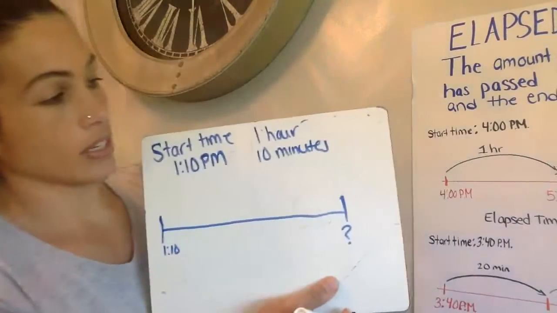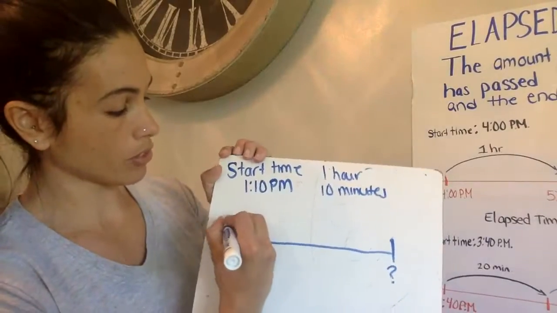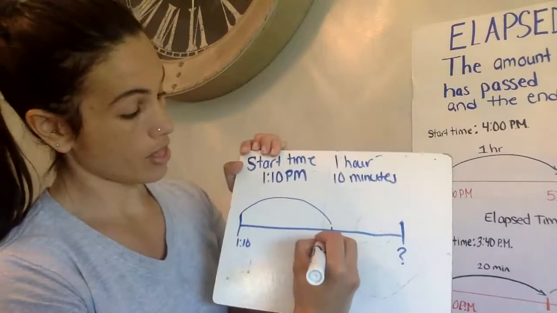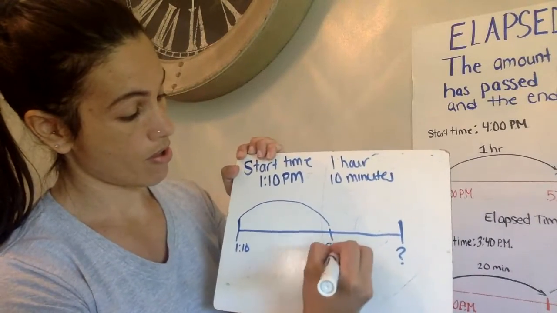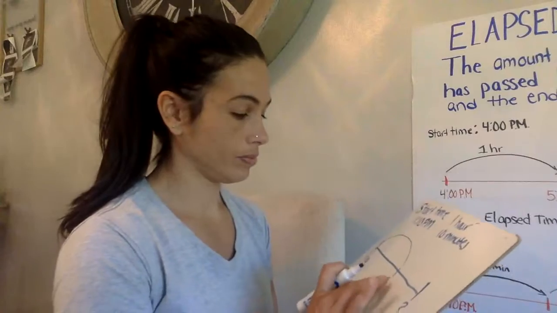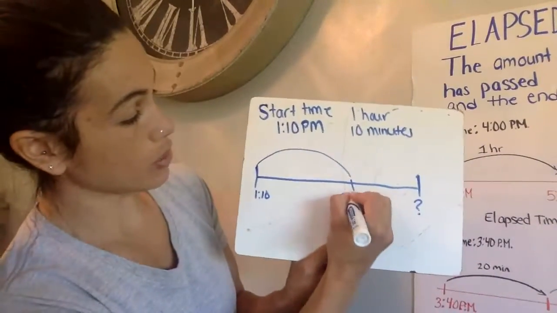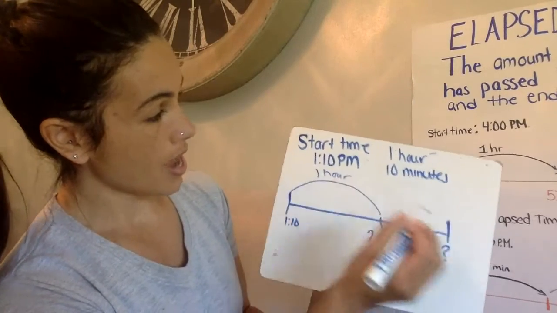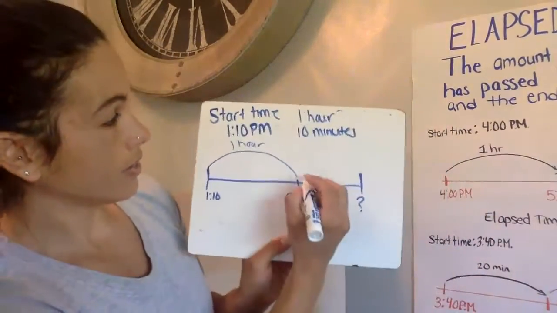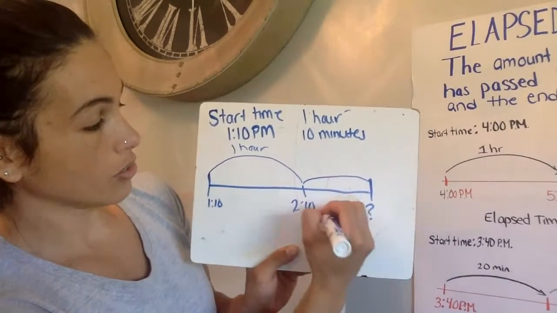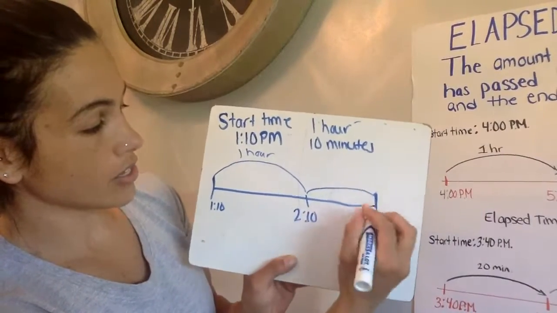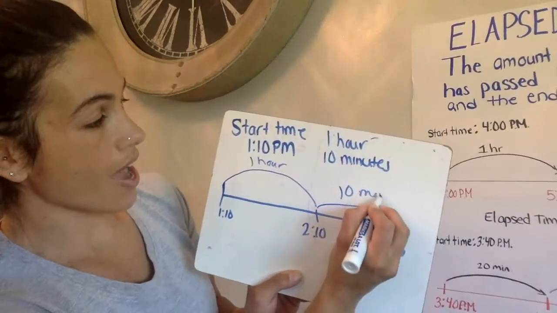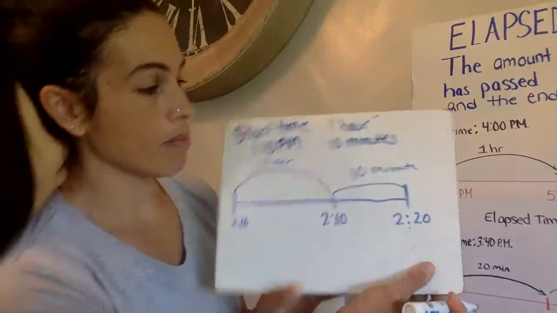So it took me an hour and 10 minutes. So I'll start with my hour. So I'm going to go all the way to my hour. An hour would be 2:10, right? So 1 hour. And then we need 10 minutes after that. So 10 minutes after 2:10 is 2:20. So I finished reading my book at 2:20.